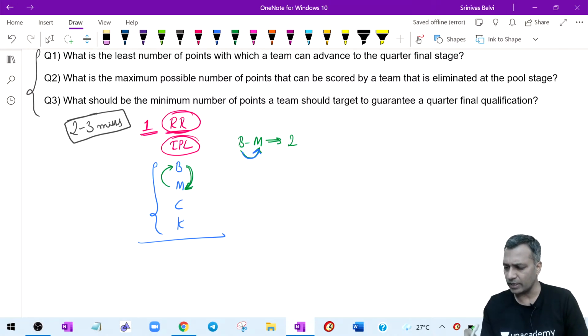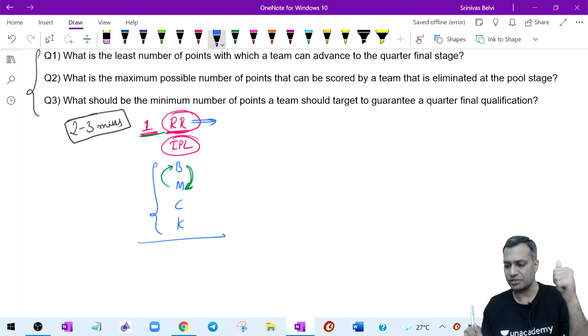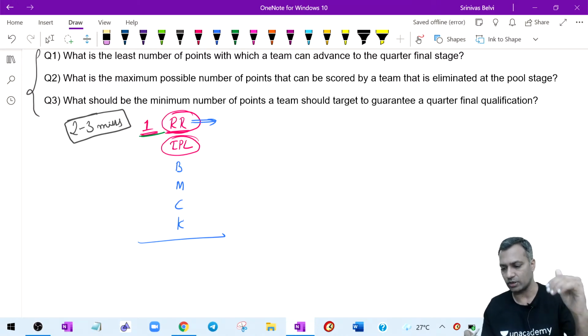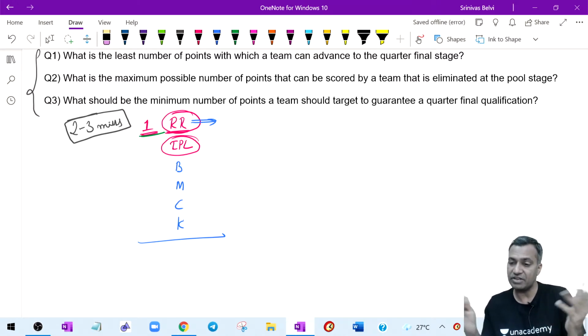Let's say that in this question, it's a single round robin. What is the meaning of round robin? You win or lose, doesn't matter. Every team has to play against every other team. For example, with these 4 teams, Bangalore, Mumbai, Kolkata, and Chennai, every team has to play one match against every other team.